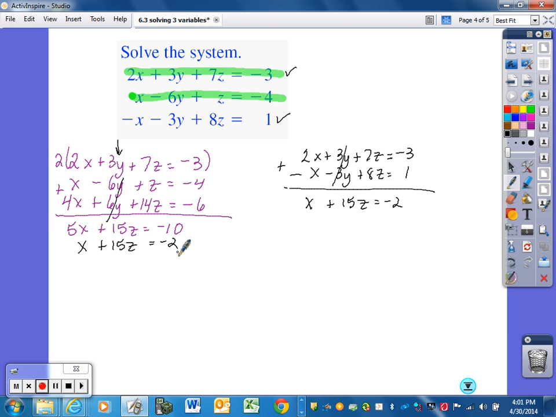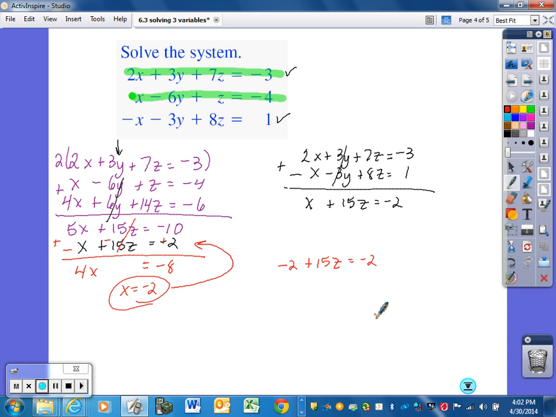if I eliminate z, all I would have to do is change these signs, and I can eliminate z. 4x equals negative 8. x equals negative 2. I'm going to stick it in this bottom one. x, which is negative 2, plus 15z equals negative 2. 15z equals 0, so z equals 0.